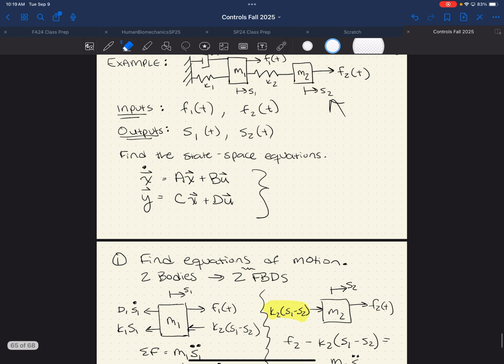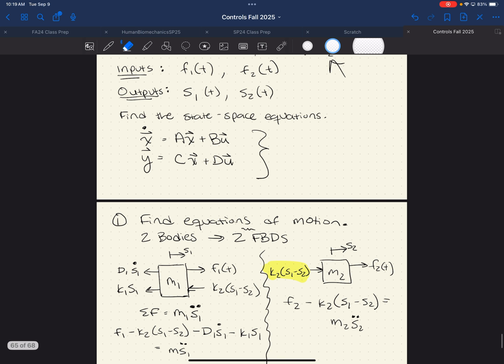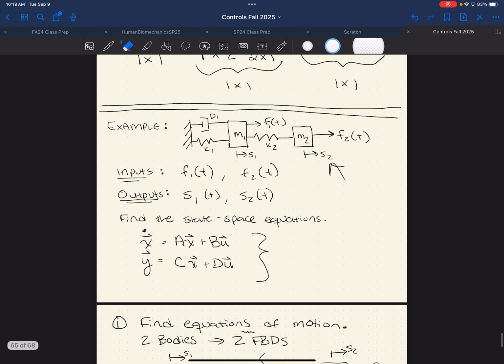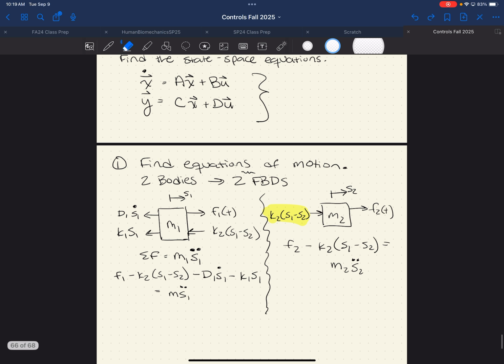So if this really confuses you, you can see it done the other way in Dr. Hubicki's lecture video, because he does it the other way. I like to think of it first as it's very easy to tell what happens if I move only S1. If I move only S1, that's easy to tell. That makes sense. And then it's equal and opposite. Okay, I will say that is a tricky part of this problem.